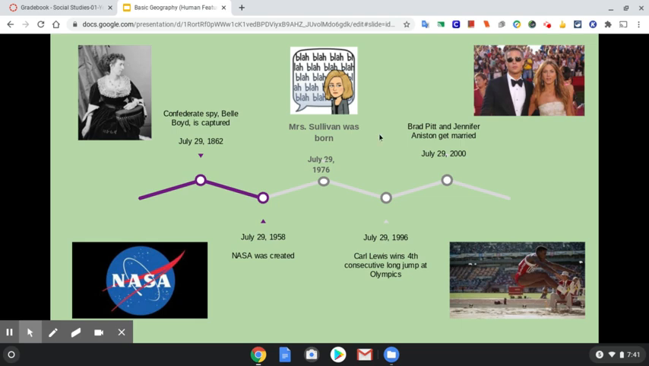So your timeline would look something like this. It can be designed very much differently, so I'll explain that in the assignment.